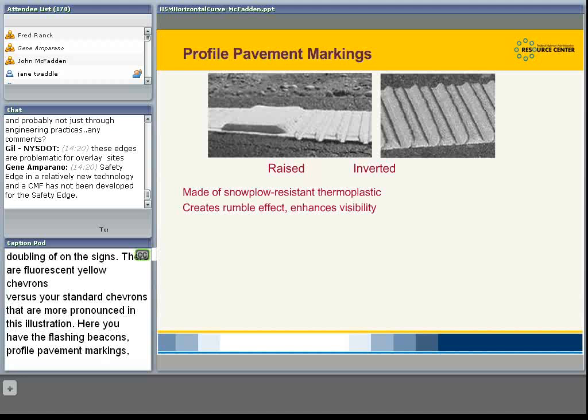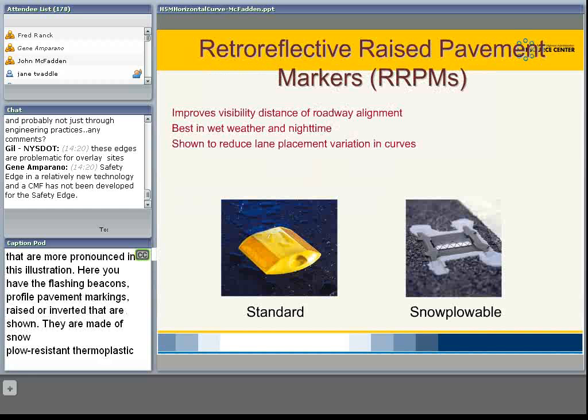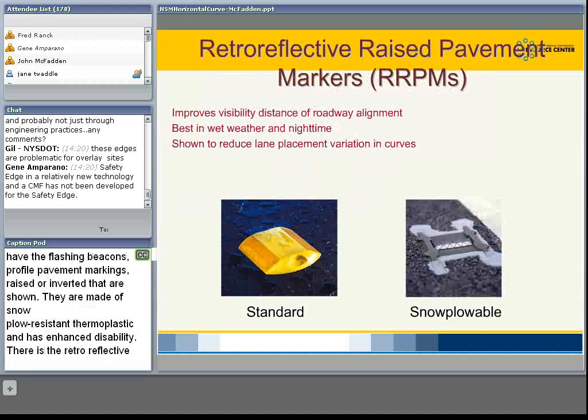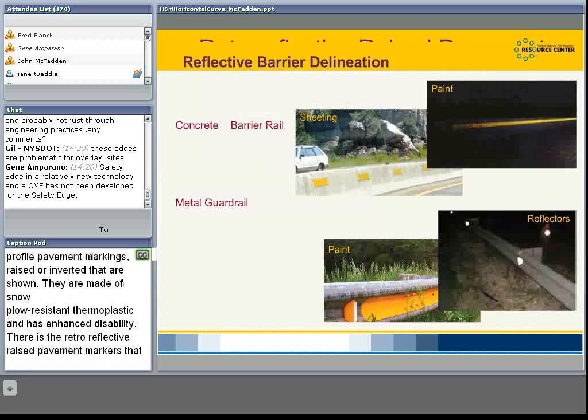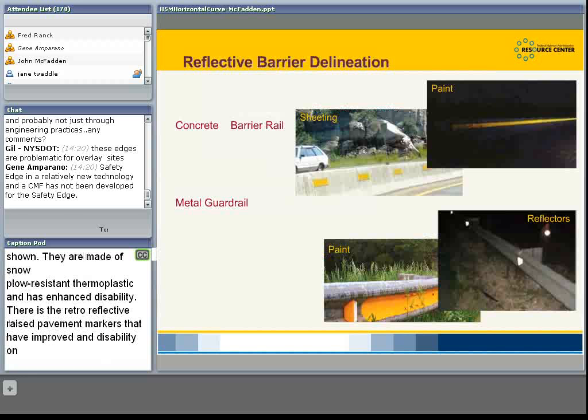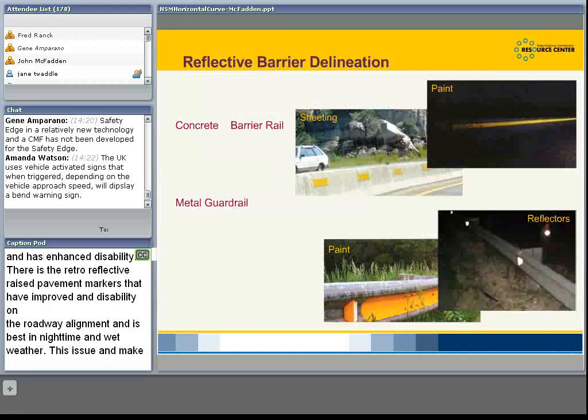These are some of the enhancements that we could make, including yellow sign sheeting, flashing beacons, profile pavement markings, RPMs. There's an example of doubling up the signs, and there's also a flashing beacon on the sign to the right. There are fluorescent yellow chevrons versus your standard yellow chevrons, and you can see they're a little more pronounced in this image, those fluorescent yellow chevrons.